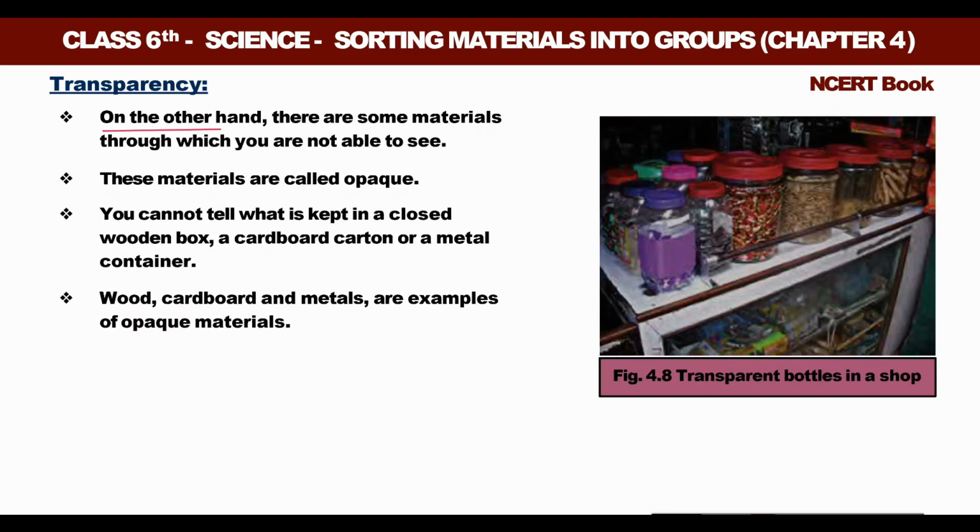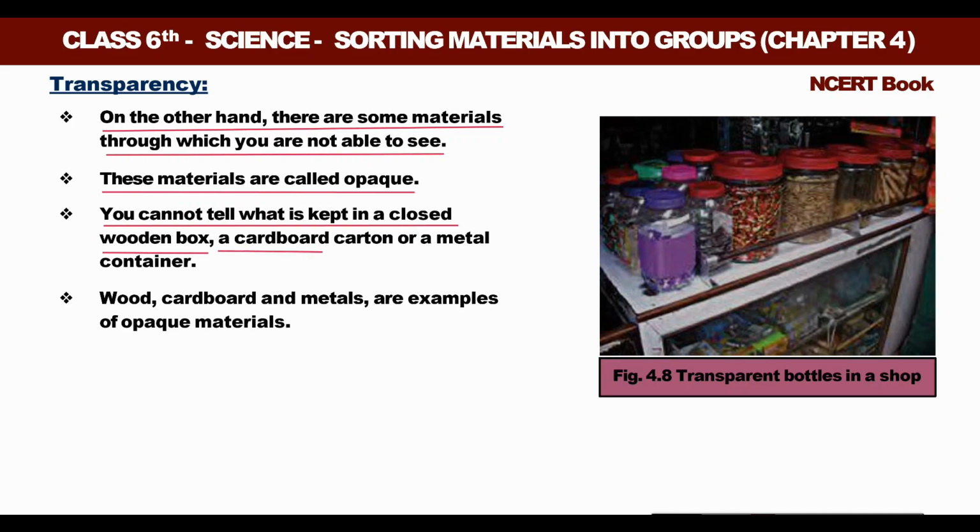On the other hand, there are some materials through which you are not able to see. Some materials through which anyone is not able to see are considered opaque. Some material through which you are not able to see is opaque. It means you cannot tell what is kept in a closed wooden box. If the box is made of wood, you cannot tell what is inside.